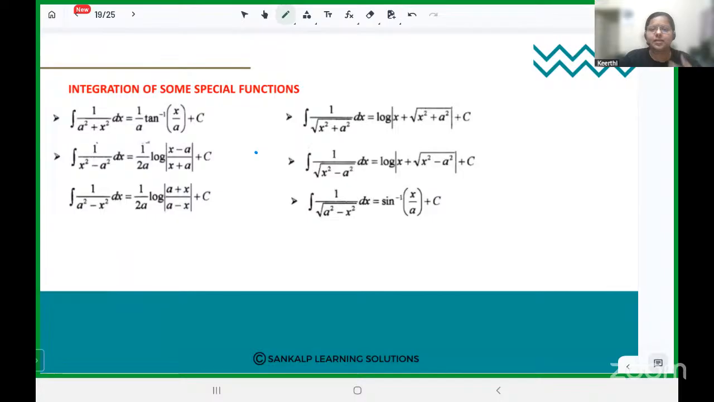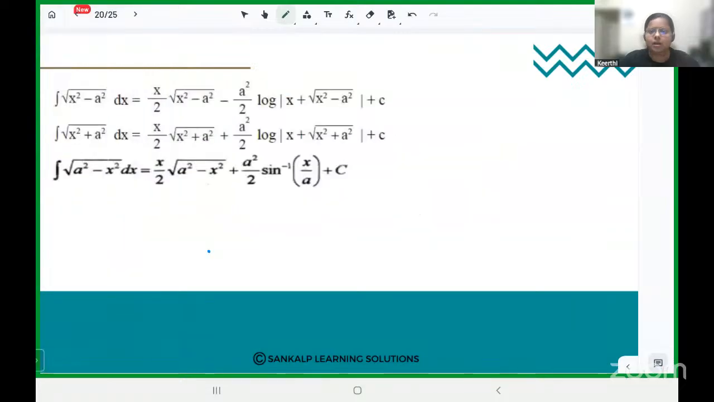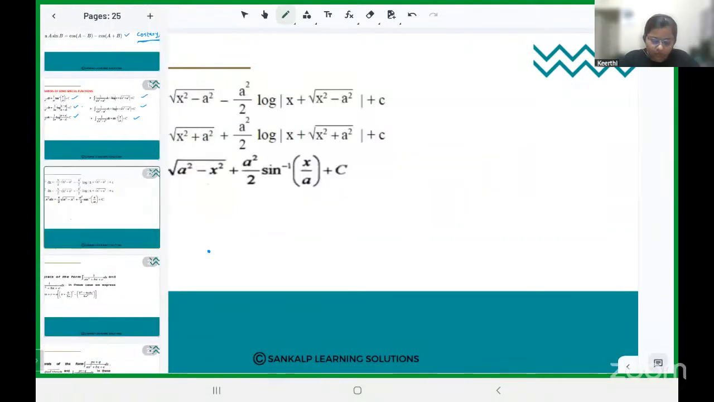That is integration of some special functions. Actually, in this topic, there are only 6 formulas that you have to study. But I have taken 3 other formulas also, from another section. The proof of those results comes in section 7.6, but we are clubbing them together in order to study the formulas in an easy way. To memorize them easily, we'll take those 3 formulas also in this session. So you don't have to worry about this.